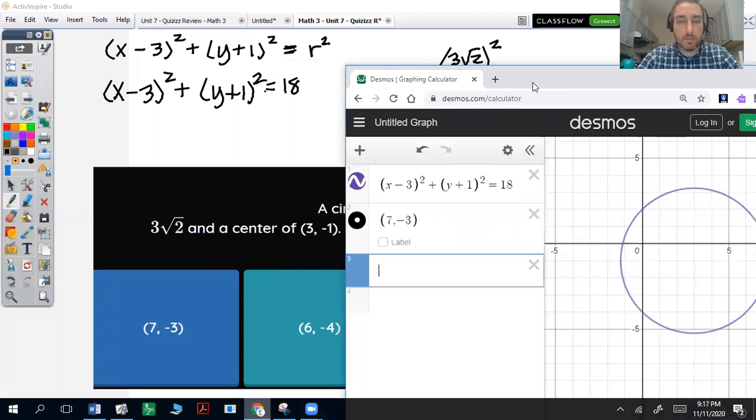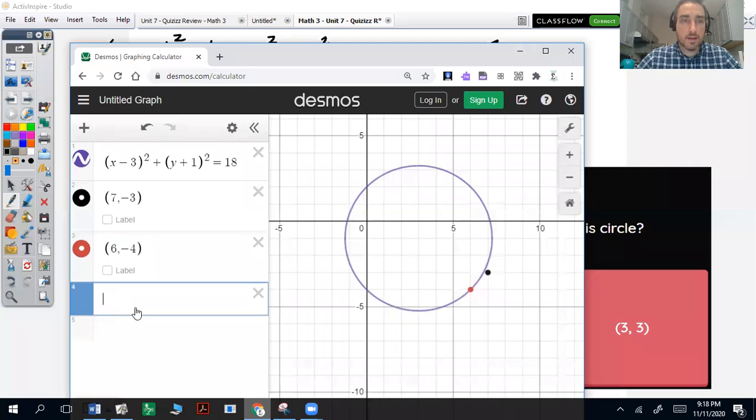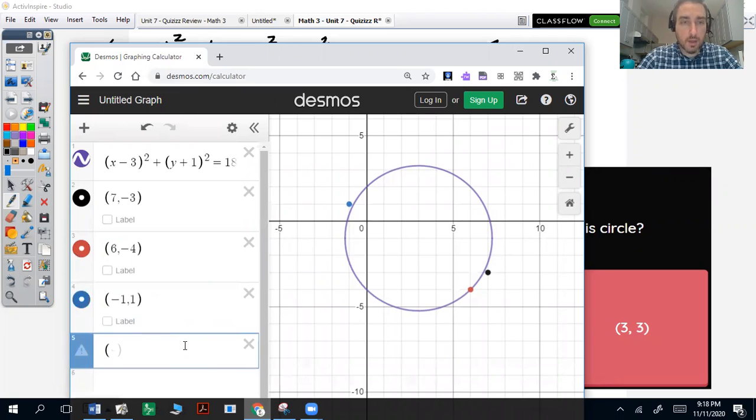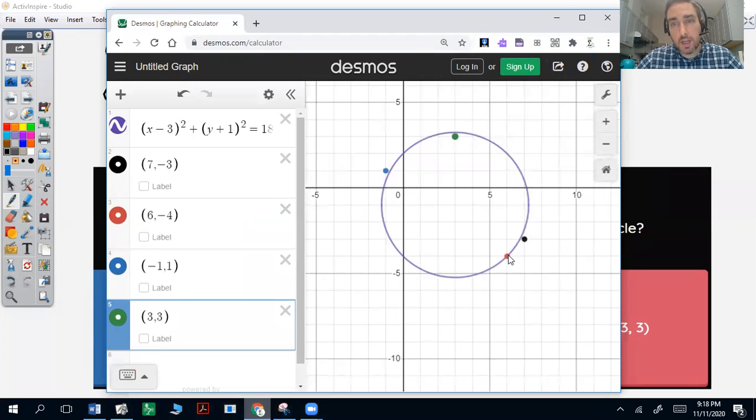(6, -4). That point appears to be on it. We will check the other ones to verify. So (-1, 1). That one's off. And then (3, 3) is your last one. Out of all those points, the only one that actually falls on the circle is (6, -4). So that'll be the one that works.